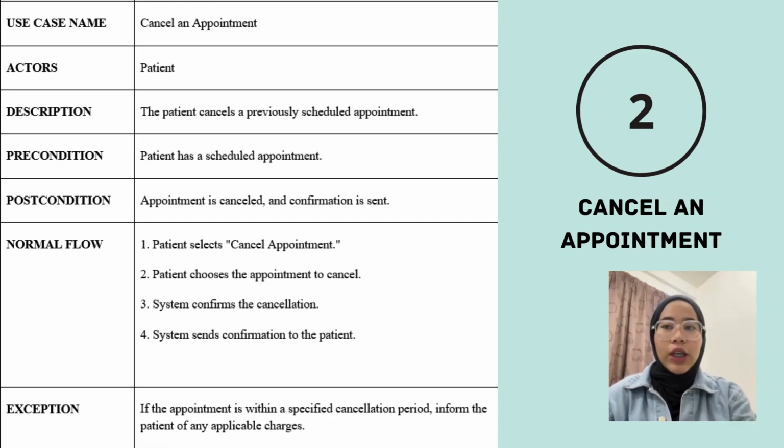Next example, cancel an appointment. The patient cancels a previously scheduled appointment. The patient has a scheduled appointment, and the appointment is cancelled and confirmation is sent. If the appointment is within a specific cancellation period, inform the patient of any applicable charge.